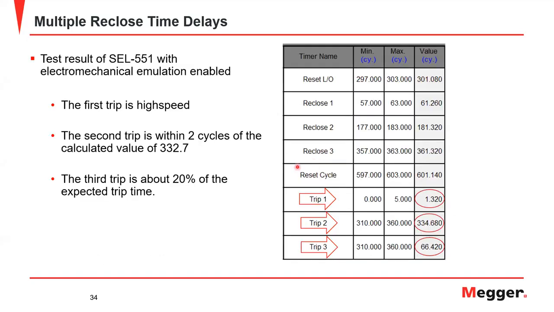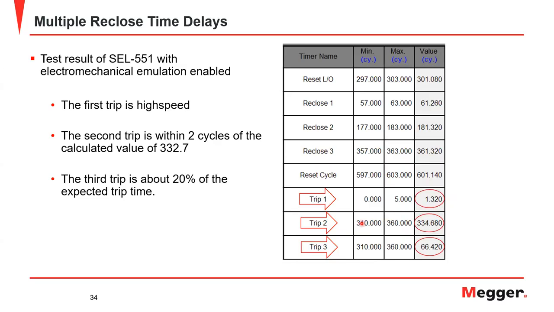Now this is an example of a miscoordination, which obviously I set up on purpose, but I recorded this for the sake of this presentation. And here you can see the first trip was high speed. It took 1.32 cycles. This is a good benchmark for your relay propagation time. It does not include breaker mechanism time. I didn't have a circuit breaker connected, but this is a good estimation for the relay propagation time of the Schweitzer 551. And this is a reasonably stable number on most Schweitzer relays with the same type of output contact. They're going to fall in the same ballpark.